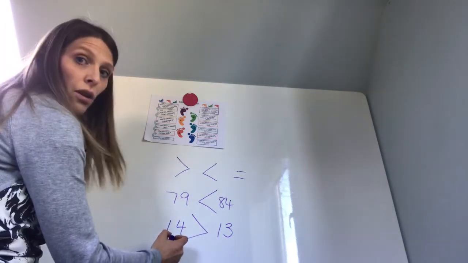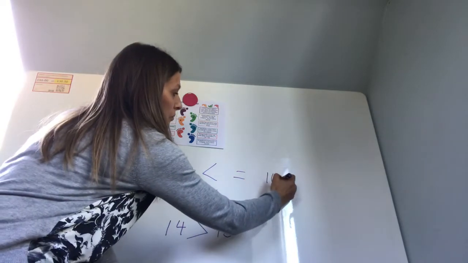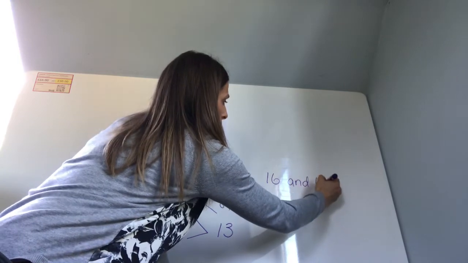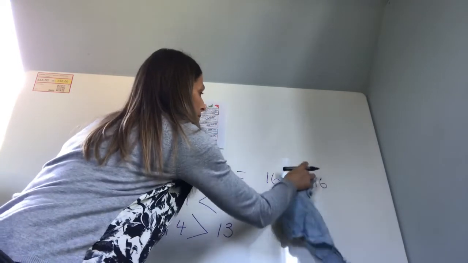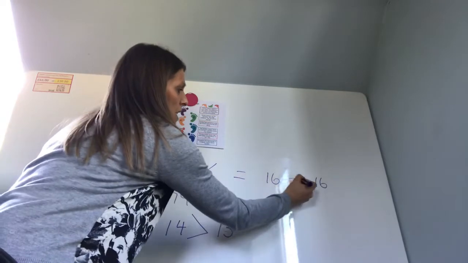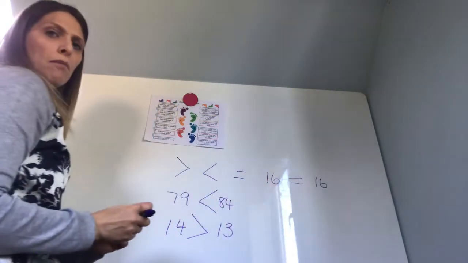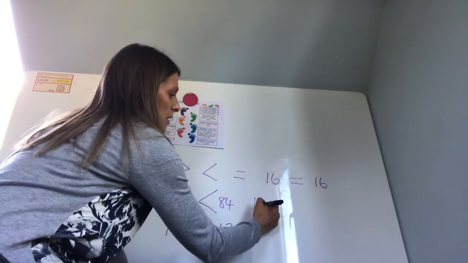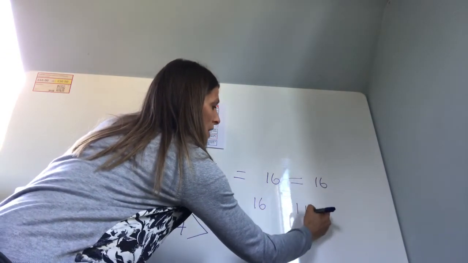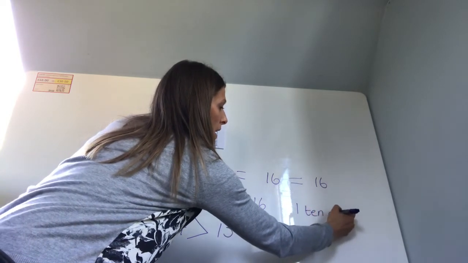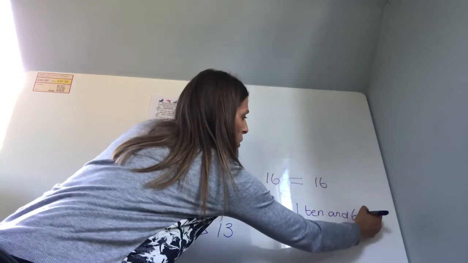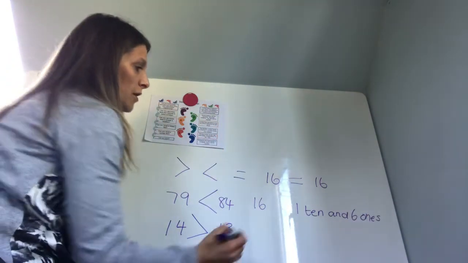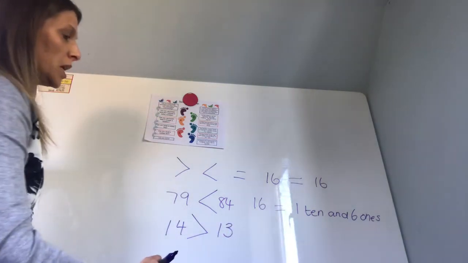If I were to put on these 2 numbers, I would have to use this equals because they're both the same. But I might choose to write it in a slightly different way. I might say 16 and 110 and 6 ones. And that might make you think about it a little bit differently, but the answer is still going to be an equal. Okay?